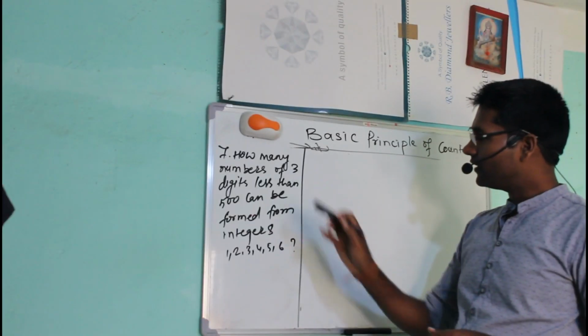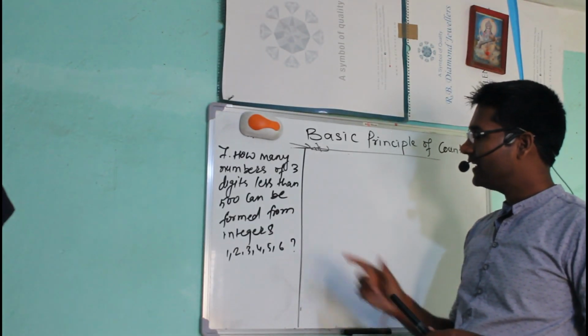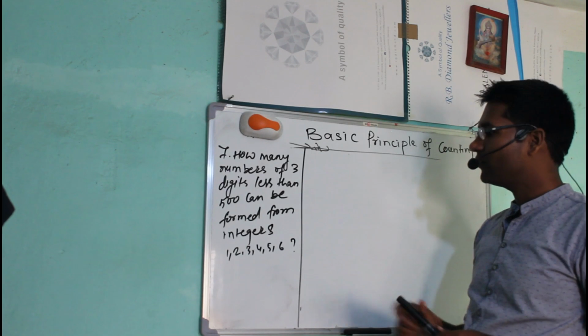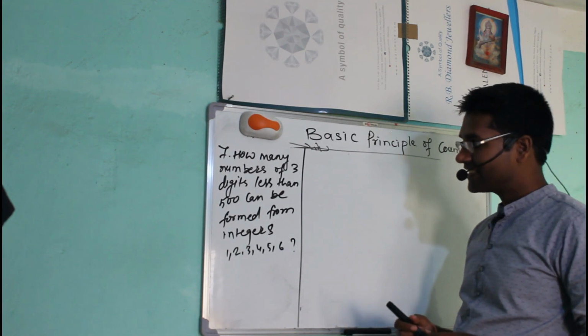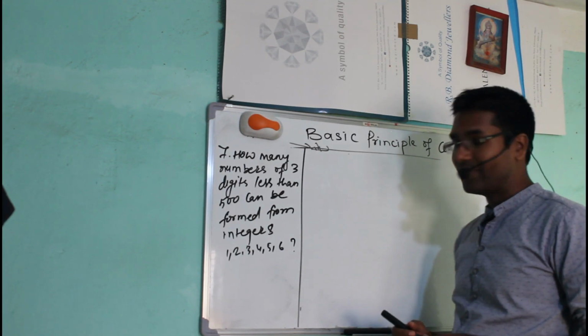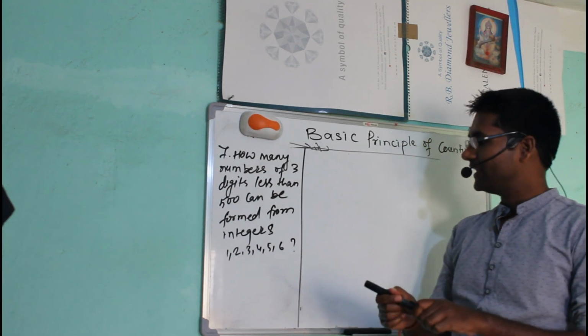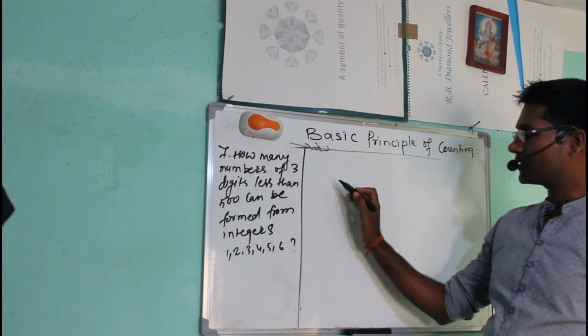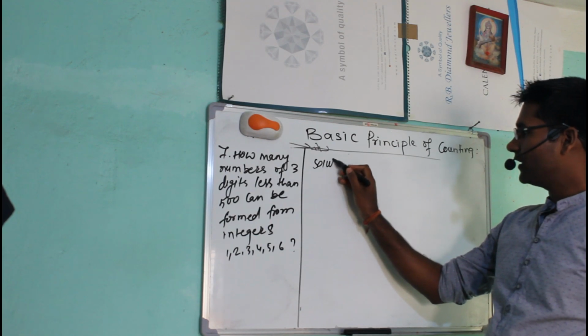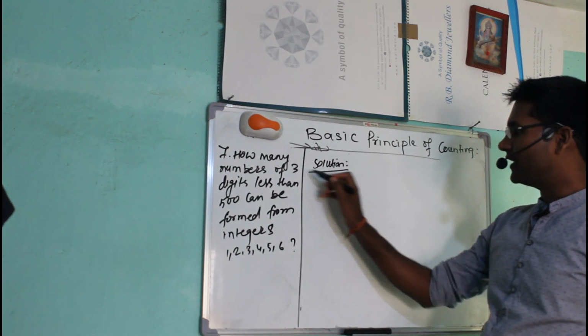How many numbers of 3 digits less than 500 can be formed from the integers 1, 2, 3, 4, 5 and 6? Okay, so let's see here. We have to form 3-digit numbers. So let me write here. The solution is very simple.